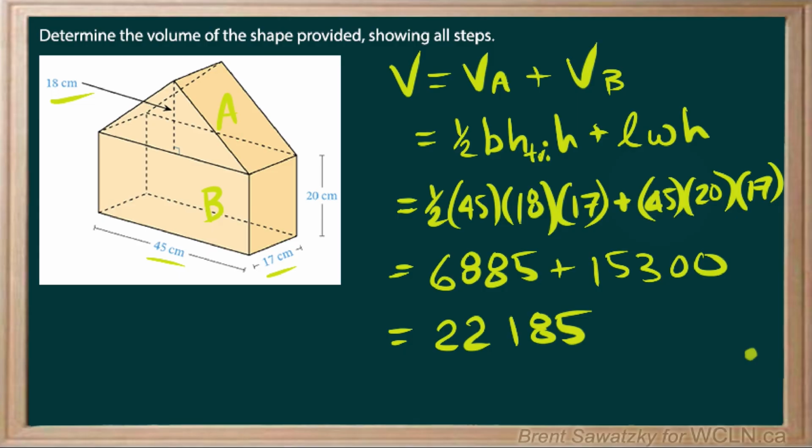And so units, let's look back. Everything was in centimeters, so that's nice. So centimeters cubed makes sense for volume, and we can confirm centimeters times centimeters times centimeters is centimeters cubed. So we're all done.